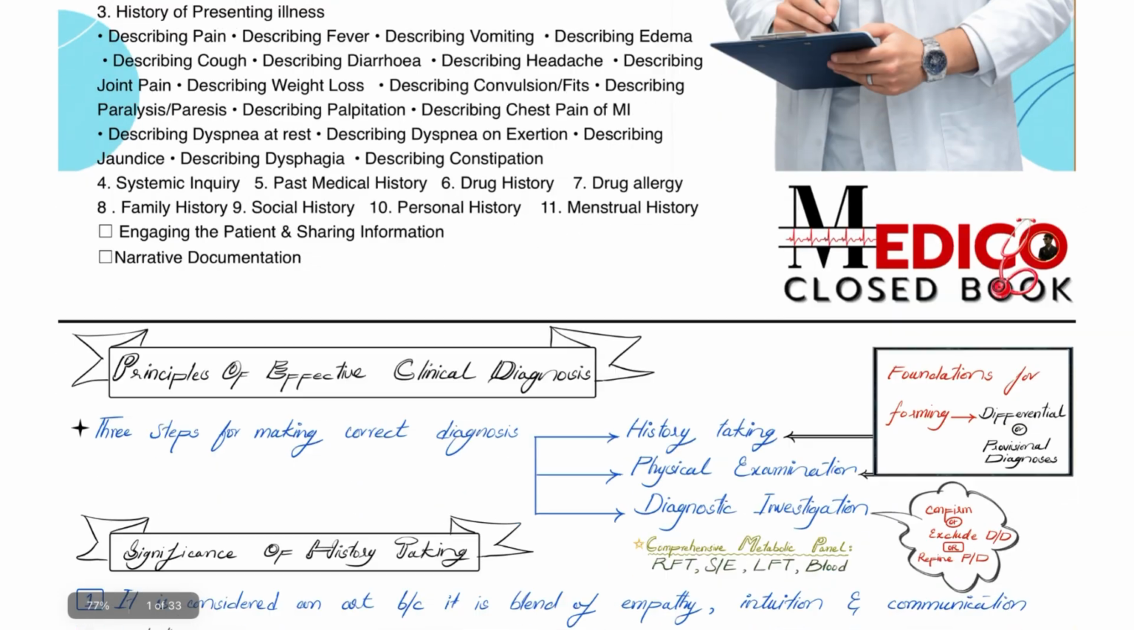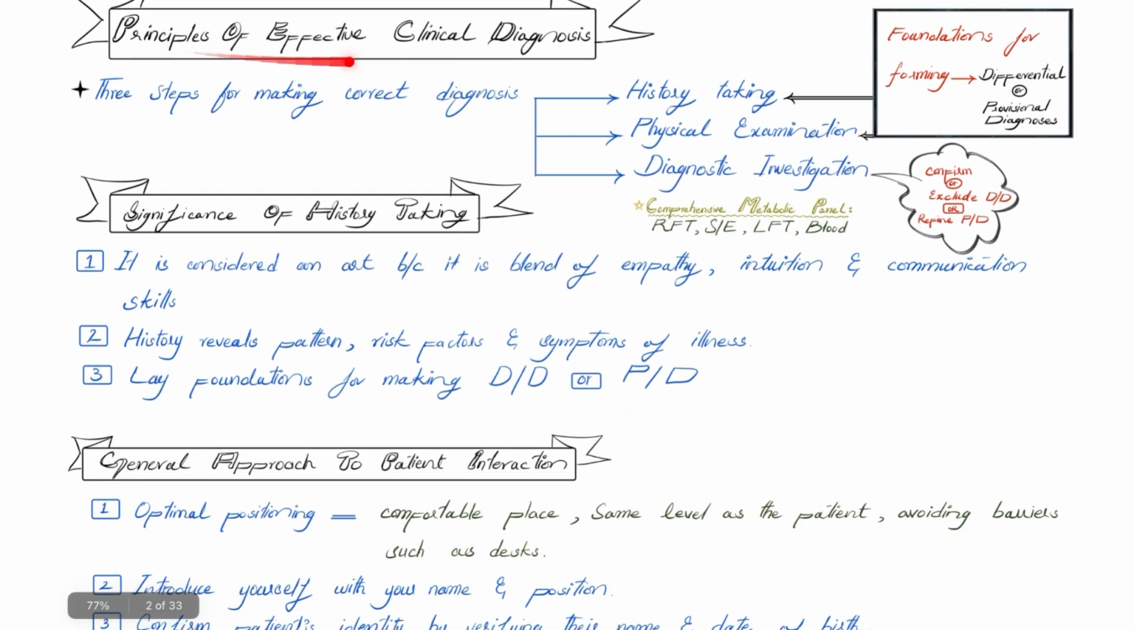So let's now talk about the principles of effective clinical diagnosis. For a perfect or correct diagnosis, a doctor has to follow three steps. Number one is history taking, which we will talk about in detail in this lecture. Then physical examination, general physical examination. The next topic of this course will be about general physical examination. And then finally, we jump to diagnostic investigations, like lab tests and imaging modalities.